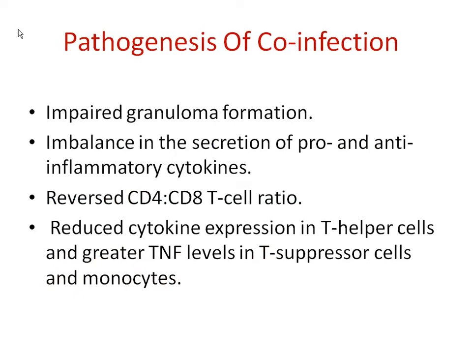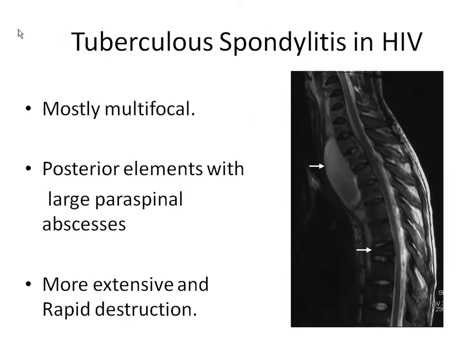Now these patients have a lot of other problems because they have impaired granuloma formation. There is an imbalance in the secretion of pro and anti-inflammatory cytokines. And they have a very quick reversal in their CD4 and CD8 ratio. The suppressor cells are very low, so their immunity is low.